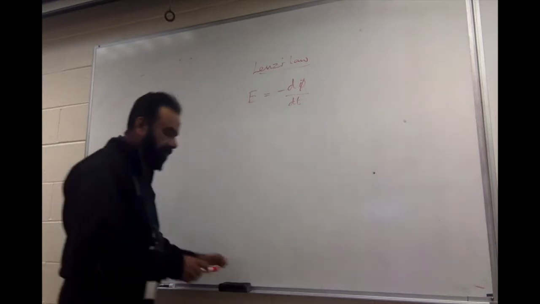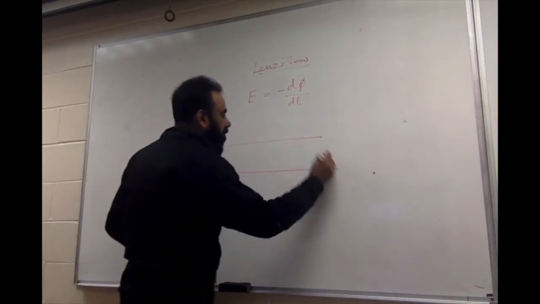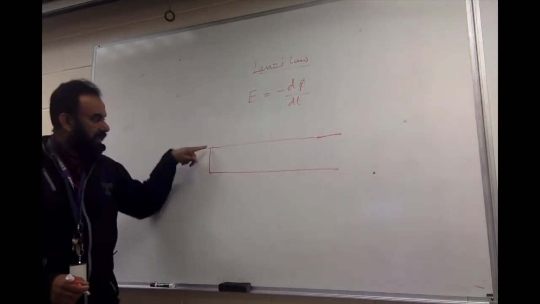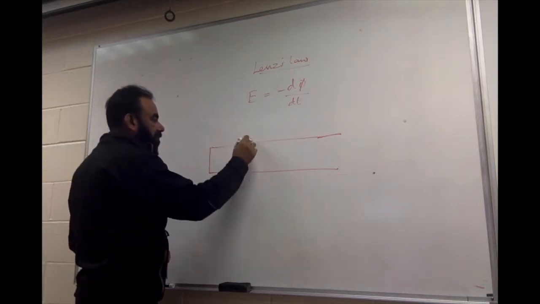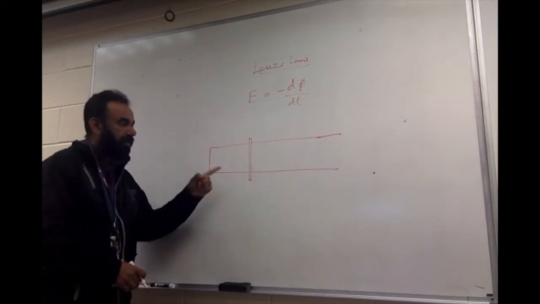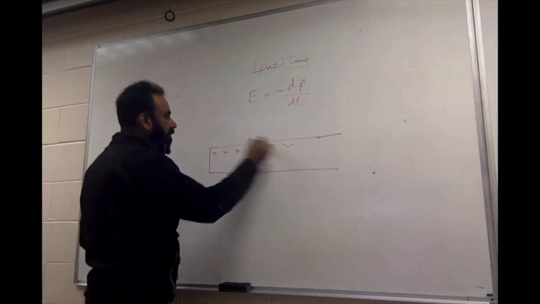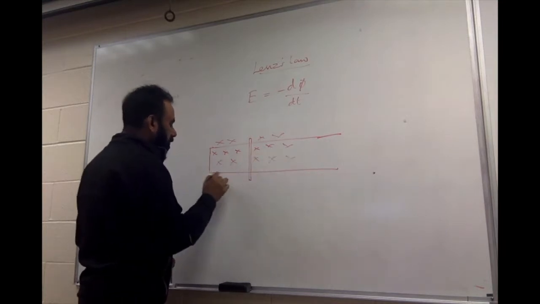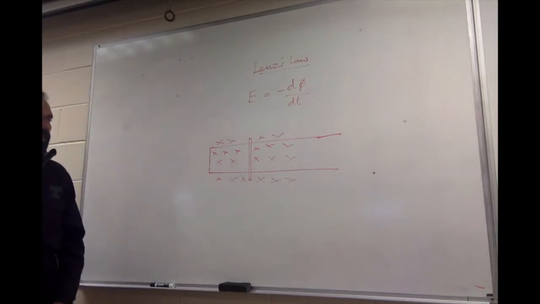Another example. Suppose you have two railings connected together here, and a rod is placed over here, and a rod is placed over there, and there is a magnetic field applied into the board.